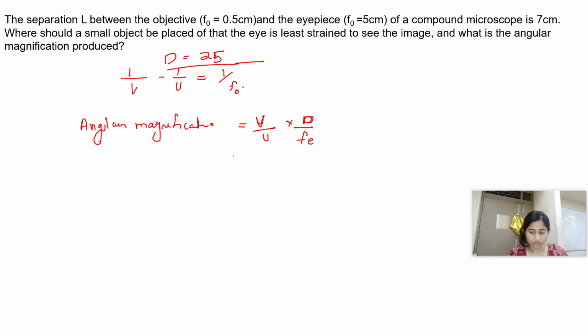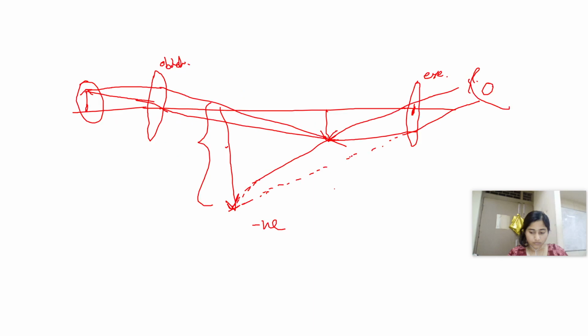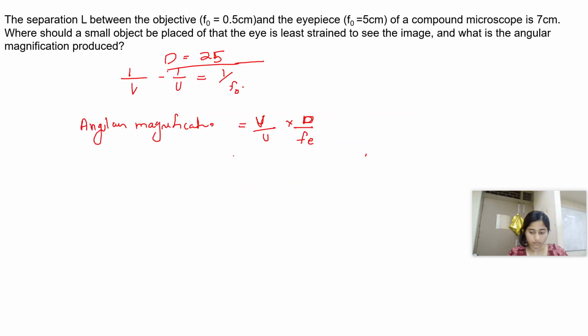So the eye is least strained means the final image, after the eyepiece, should form at infinity, a far distance. So in such cases, what will we do? The image formed by the objective should fall at the focus of the eyepiece. Where does D equal to 25 come from? No, that I wrote; I forgot to add it in the question. It is there in the question.